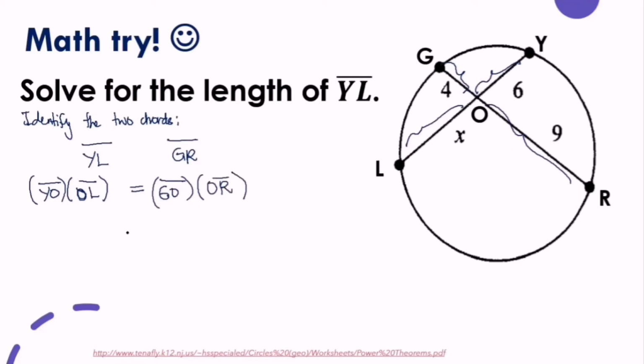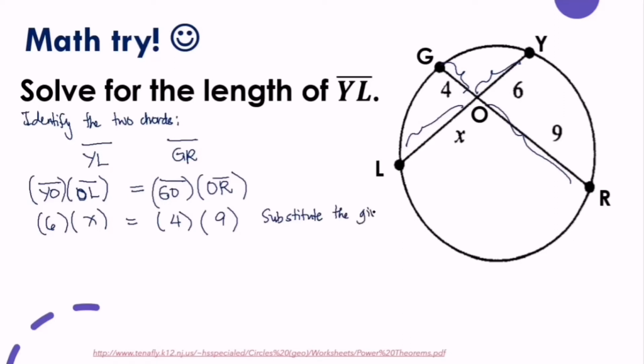Okay, then substitute the values. What's the measurement of segment YO? So that is 6. And then OL here is X. And then GO is 4. And OR is 9. Okay? So ano po nangyari dito?